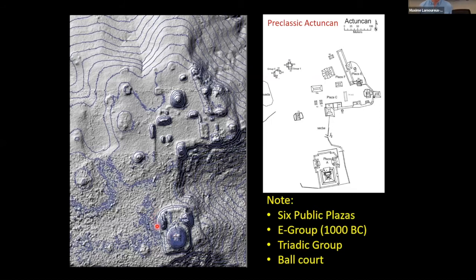So here's a map of Actuncan, and you can see the big triadic group at the south in Actuncan South. The site has both north-south and east-west primary axes. It has a large Waxaktun style E group up at the north, which has its foundation before 1000 BC. Those are the major components to focus on at the moment.